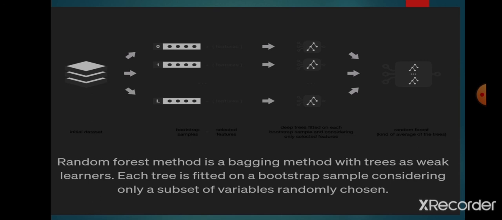So, it is the random forest method. It is a bagging method with trees as weak learners. Each tree is fitted on a bootstrap sample, considering only a subset of variables randomly chosen. So that is the diagram of random forest.